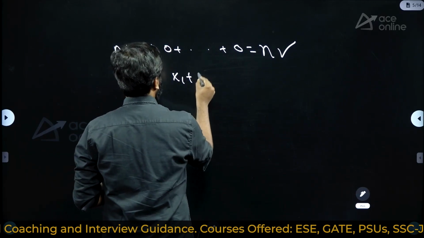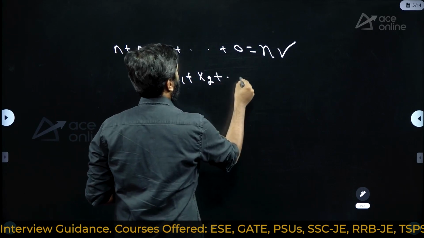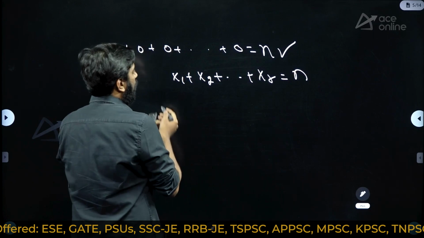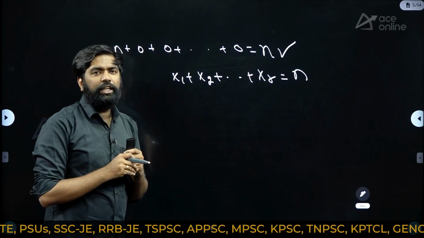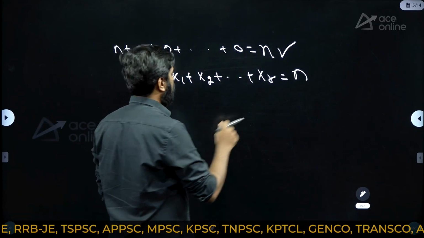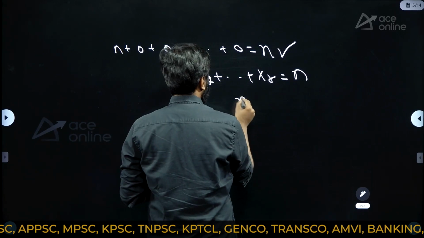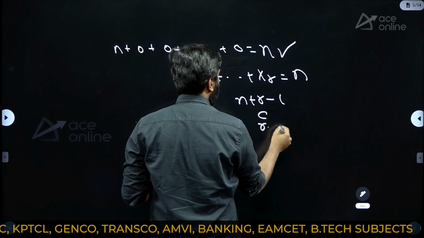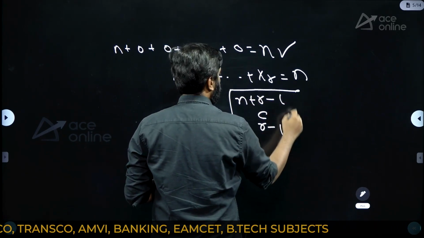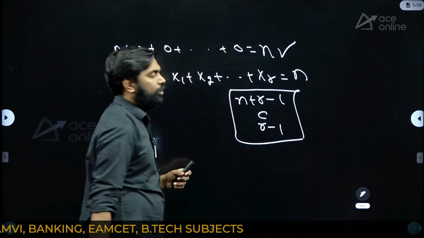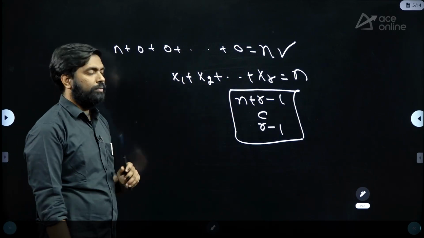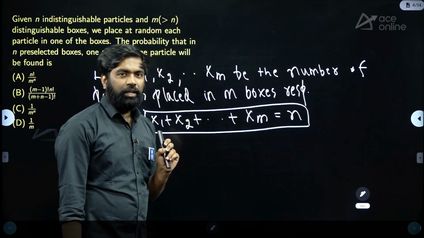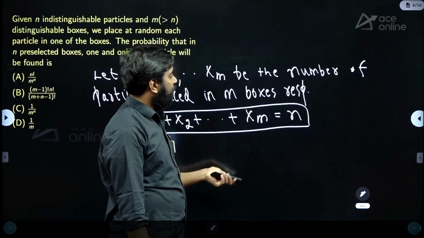I usually explain this concept like this. Suppose you have x1 plus x2 plus so on plus xr equal to n. How many non-negative integer solutions are possible? The number of non-negative integer solutions is (n plus r minus 1) C (r minus 1). So we have the same equation here; the only difference is that in place of r we have m.